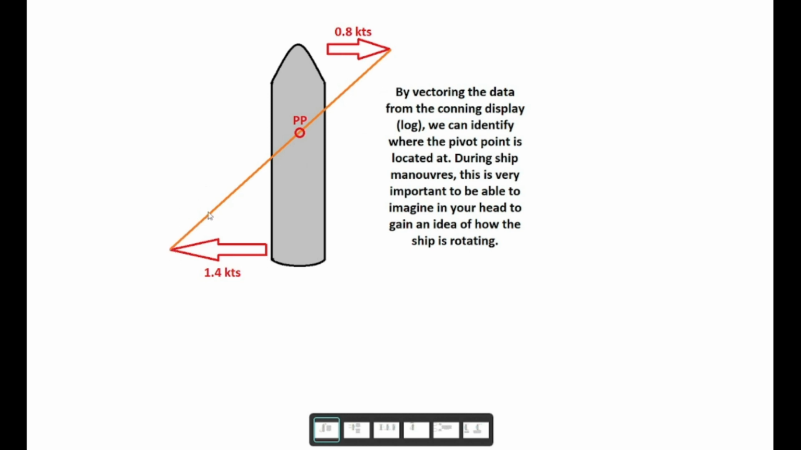And you can almost draw a line between these two to identify where the pivot point is. And so being able to do this in your head while you're actually maneuvering is very important, because you can get a good idea of the position around which the ship is rotating. Obviously, you're not going to be drawing up a diagram like this on the spot, but if you can look at the numbers you are given on your conning display, you can see that the pivot point is going to be closer to the bow in this example, because the bow isn't moving as much as the stern.